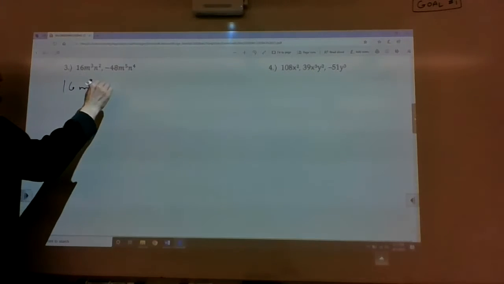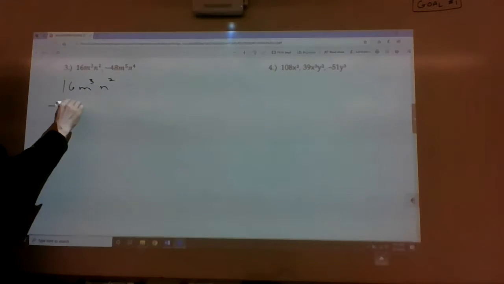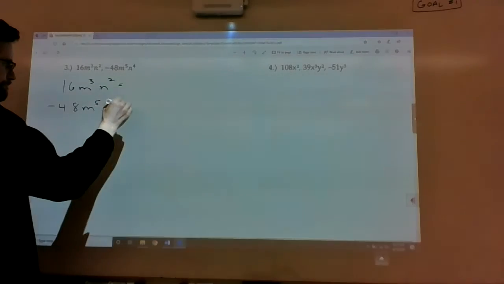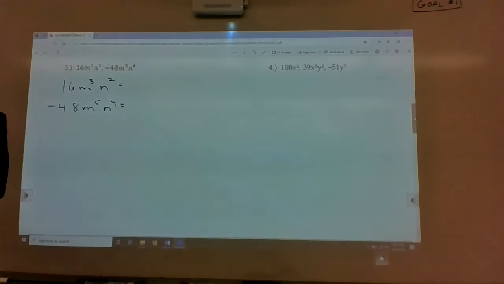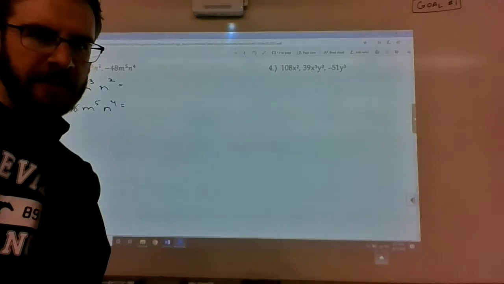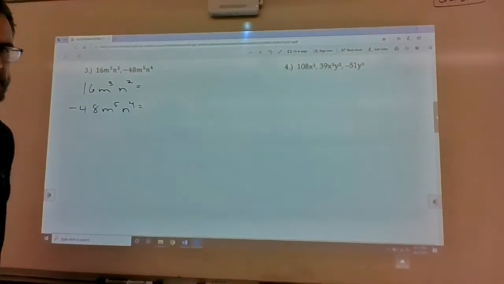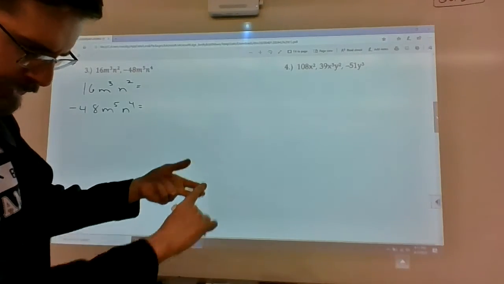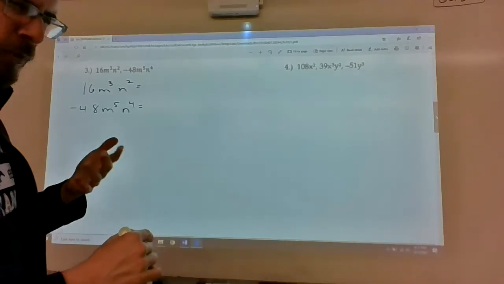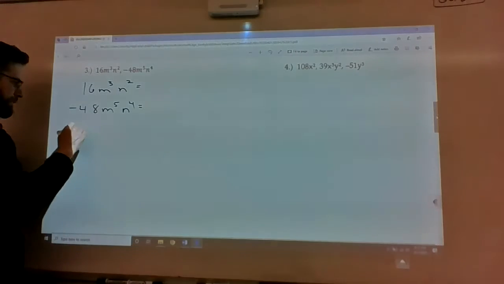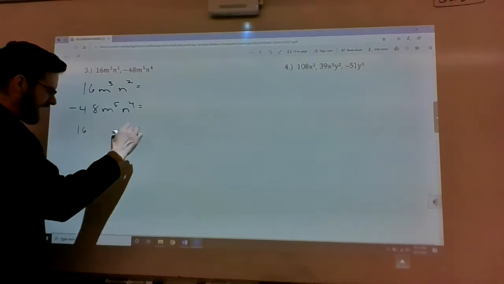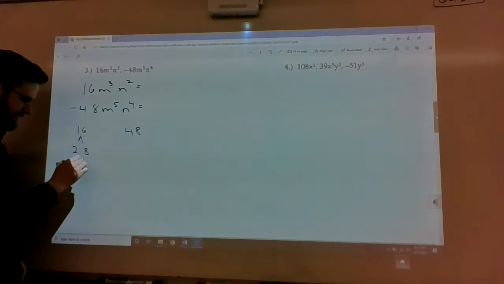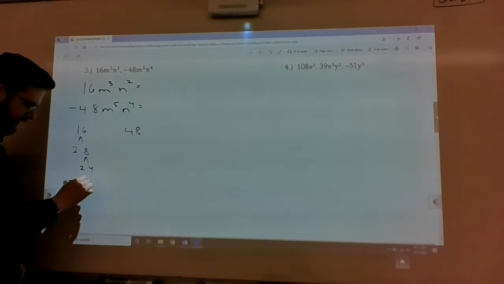(16m to the 3rd n squared, -48m to the 5th n to the 4). If you want to try to do some mental math on something like this, go ahead. Like 16: 2 times 8, 2 times 4, 2 times 2. So there were 4 2's in that. But you know what? I think I'm just going to stick with the factor trees on our first try, instead of trying to do everything in our head.